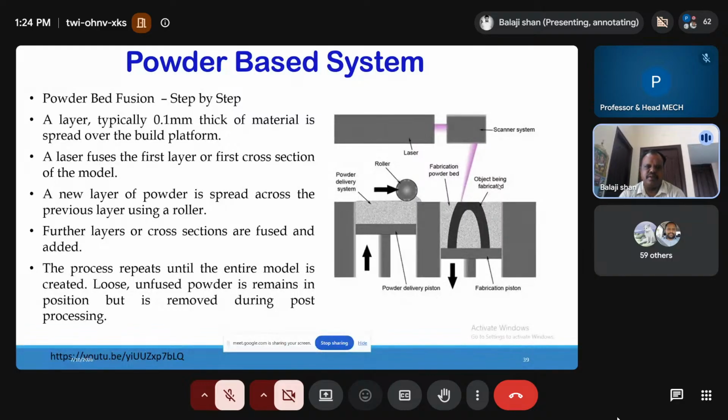The laser fuses the first layer or first cross section of the model. The new layer of powder is spread across the previous layer using the roller. This process is repeated until the entire model is created. Thus, the unfused powder remains in position, but is removed during the post processing.